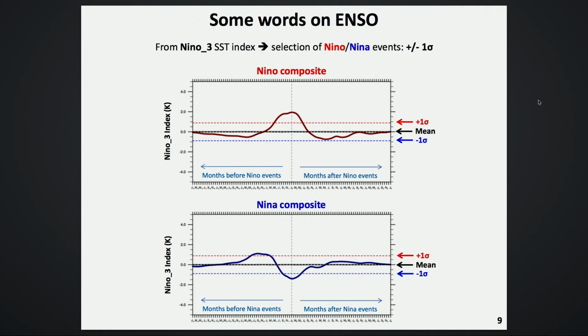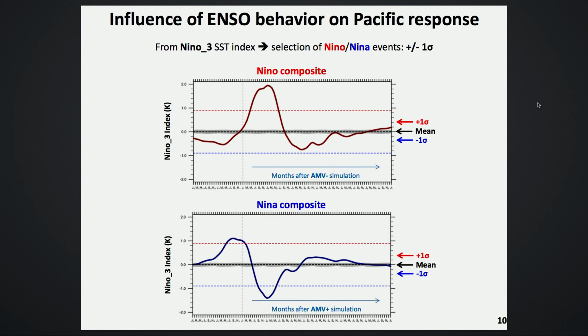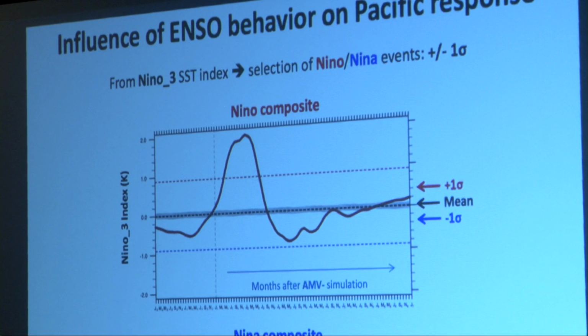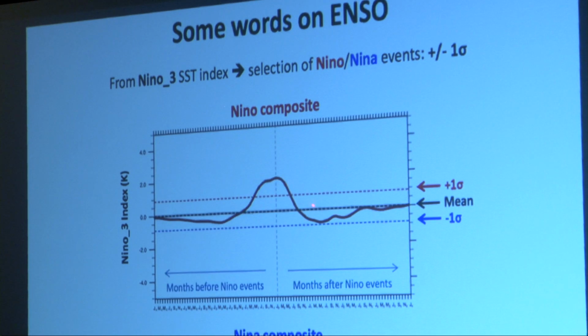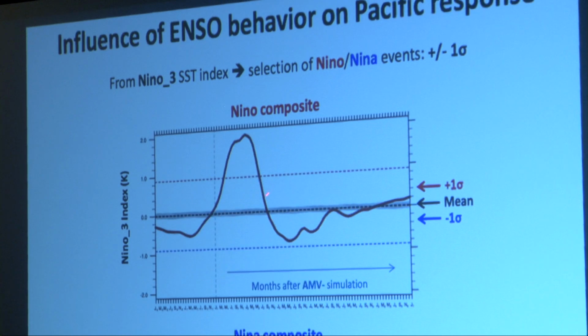So how can this be related to my experiment? Now this represents the Nino-free index, and here the dashed line represents the starting date of my simulation. As we saw, there are more Nino events in my AMV minus experiment during the first 3 years. But what does it mean concretely? So here I represent one member that got the same behavior as this canonical ENSO. It's the same thing, but zoomed in.